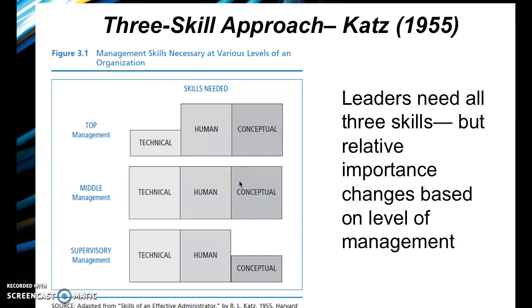What is interesting, I think, to know is in all of this, there was early on the recognition that this human skill, this ability to understand people, communicate with people, motivate people, get along with people, was vital to leadership. So that three-skill approach was one major development in the skill approach.